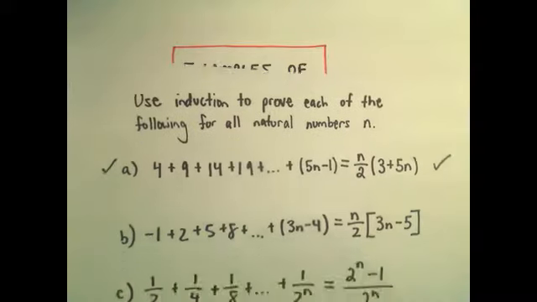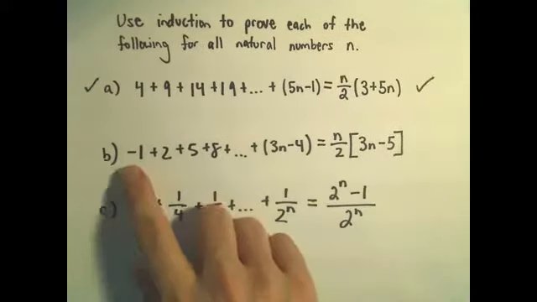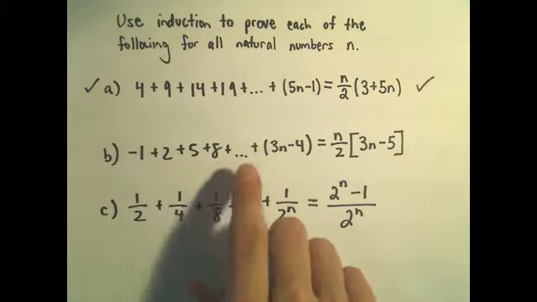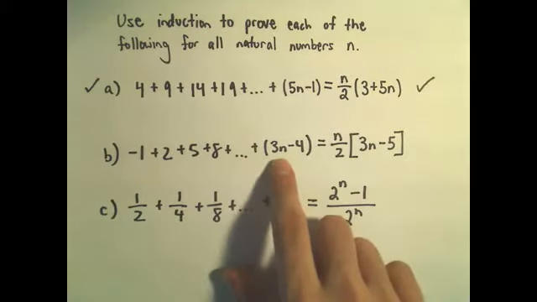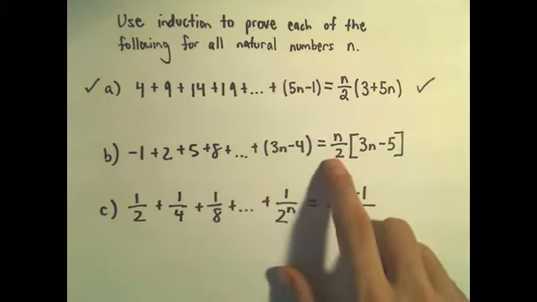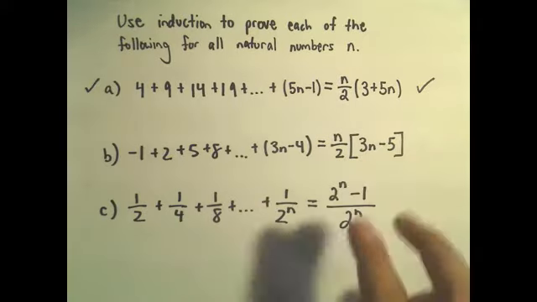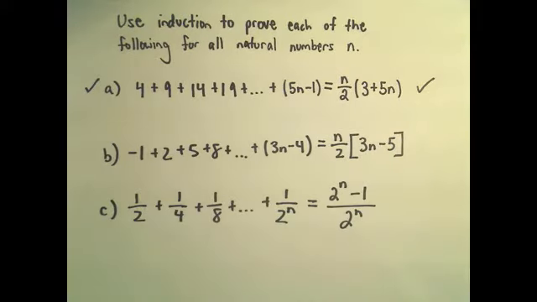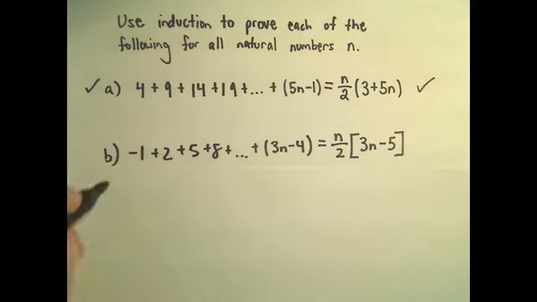Alright, in this video we're going to do another example of induction. We'll prove that -1 plus 2 plus 5 plus 8 plus ... plus the quantity 3n minus 4 is equal to n over 2 times the quantity 3n minus 5. So the first thing we'll do is just show this is true. We'll do our basis step.